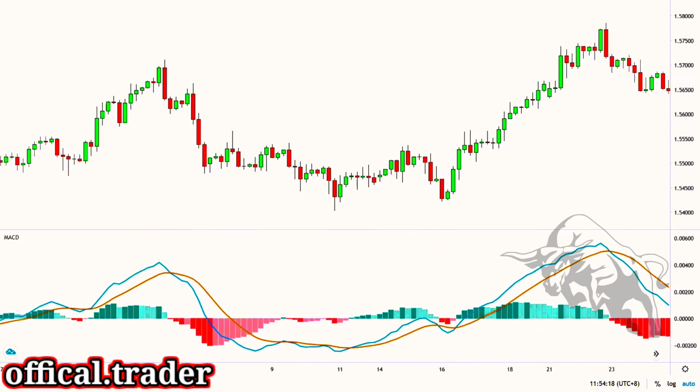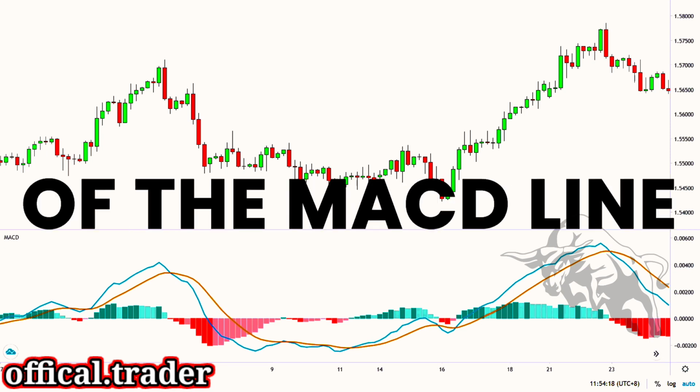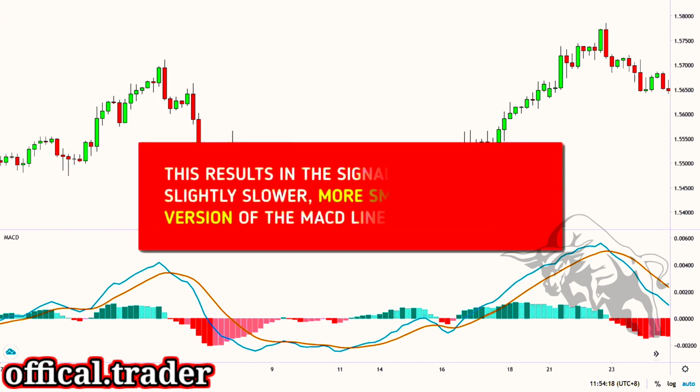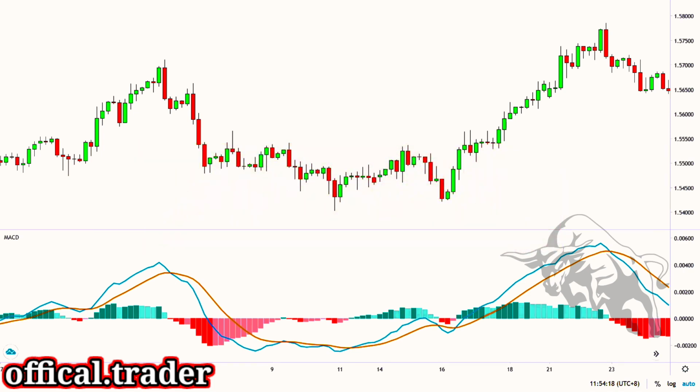The second component of the MACD is called the signal line, which is in orange. It's calculated by taking a 9-period exponential moving average of the MACD line itself. Or to put it more simply, it's taking an average of the last 9 values of the MACD line. This results in the signal line being a slightly slower, more smoothed out version of the MACD line. And you can see this quite clearly in the chart.